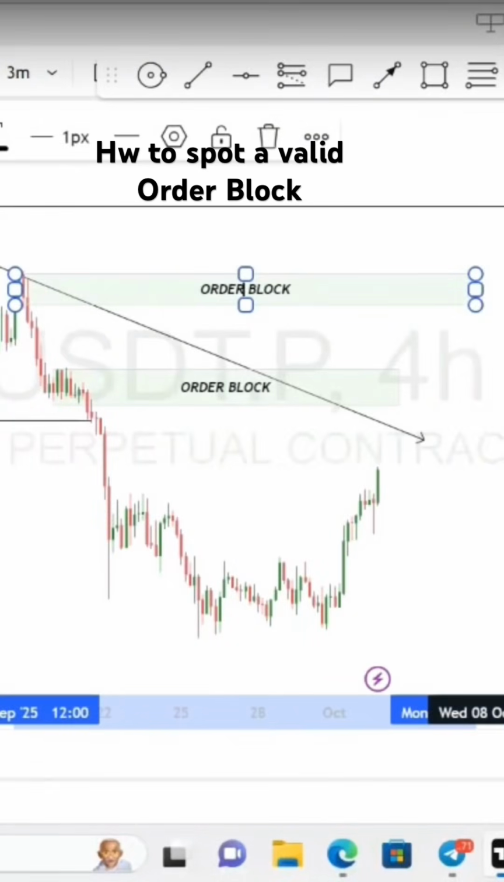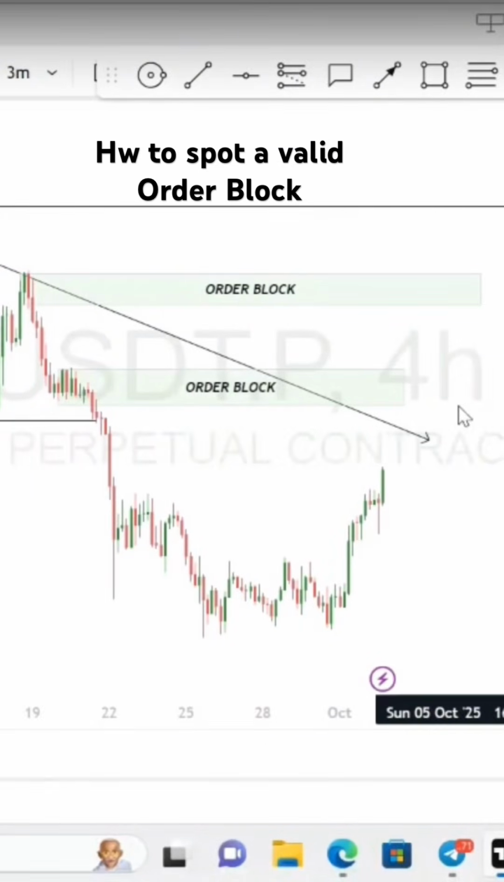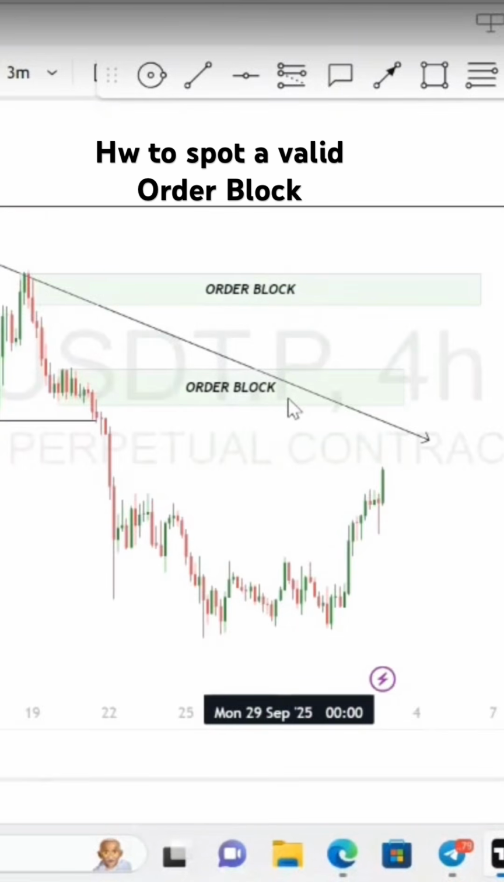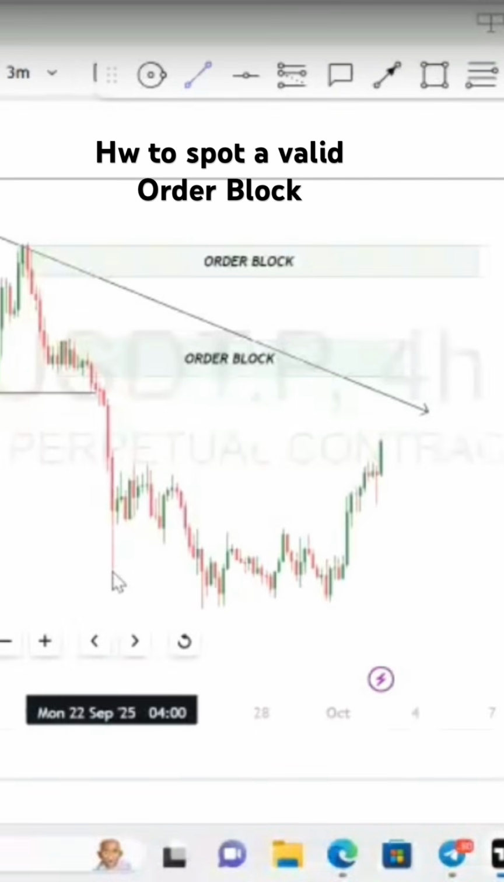Trend, right? So now these are our questions, but then we need something to validate our answers. We'll either take this order block or we'll take this other block. We have a break of structure right here.